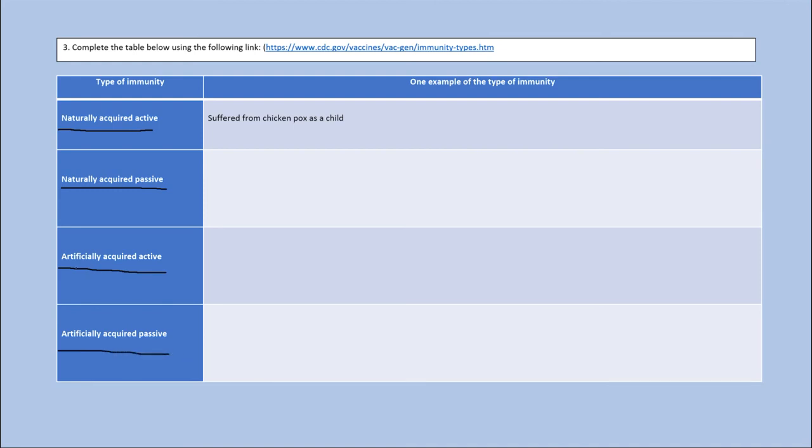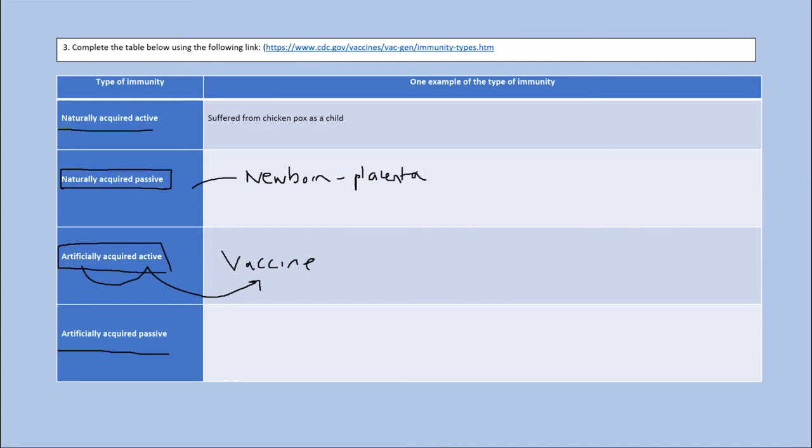Now, an artificially acquired active immunity might be a vaccine, might be what I've just talked about. It's artificial and it's active in the body, causes an active response. Whereas we can get immunity through childbirth. So a newborn baby could get antibodies, etc., through the placenta. So it's naturally occurring, and it's also a passive form of immunity.